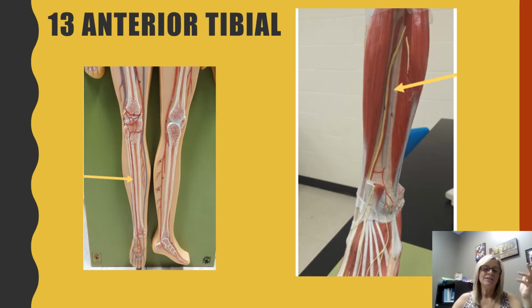So now we have the anterior tibial artery. Of course, anterior means in the front. Tibial is letting you know that it's going to be continuous or near the tibia. And so this is an artery in the lower leg carrying blood to the anterior compartment of the leg. It's also going down towards the dorsal surface of the foot. All right. And so anterior tibial.